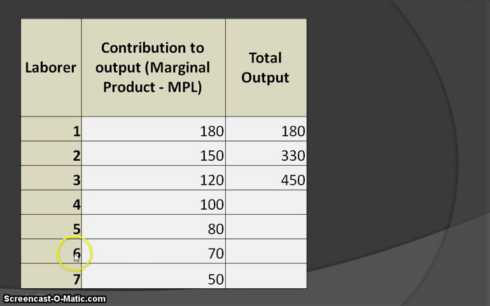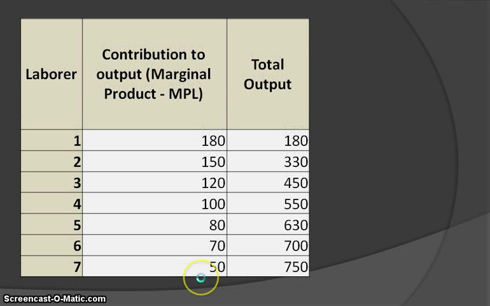We see after the 4th, 5th, 6th, and 7th worker, they each respectively contributed 100, 80, 70, and 50. And ultimately, we get the total output by saying after the third worker, the total output of 450 plus 100 from the fourth worker gives us a total of 550 units after the fourth worker. Then the total output after the fifth worker is going to be 550 plus 80, giving us 630. And then for the sixth worker, the total output will be 630 plus 70, which gives us 700. And then the total output after the seventh worker is going to be 700 plus 50, which gives us 750.